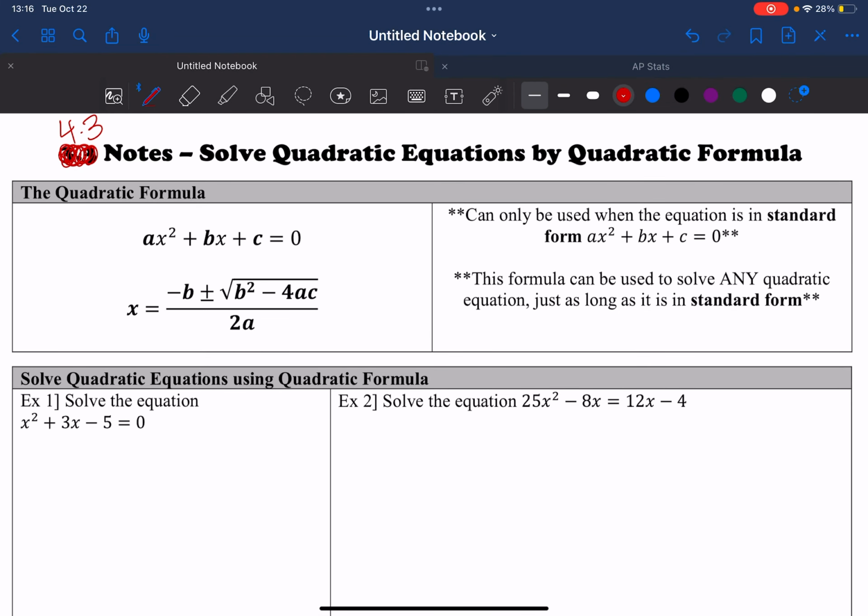Okay, hi guys, this is notes over how to solve quadratic equations using the quadratic formula. One thing to note is that we can only use the quadratic formula if the equation is already in standard form, so that ax squared plus bx plus c equals 0. Okay. And then if you recall from Algebra 1, our formula for the quadratic is x equals negative b plus or minus the square root of b squared minus 4ac all over 2a.